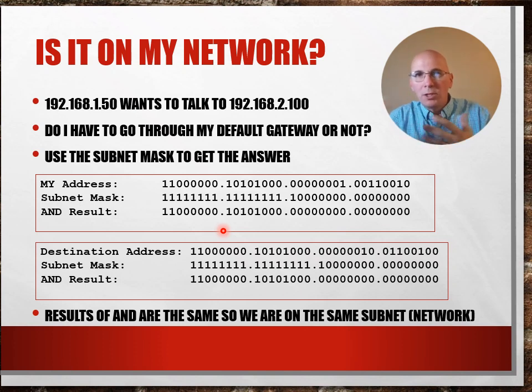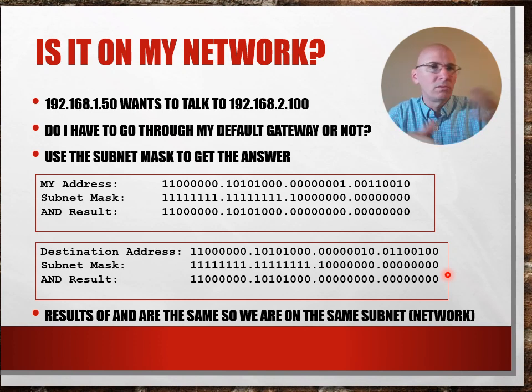So now I want to communicate with 192.168.2.100. So I'll take my destination IP address. Here we have 192.168.2.100 in binary. And I'll do the same thing. I'll perform that AND operation on that address, and that gives me the network portion of that. Now, if this network portion and this network portion, if those bits are identical, so if this equals this, then that means that we are on the same subnet, and I do not have to go through that default gateway. However, if they're different, then I do have to go through this.